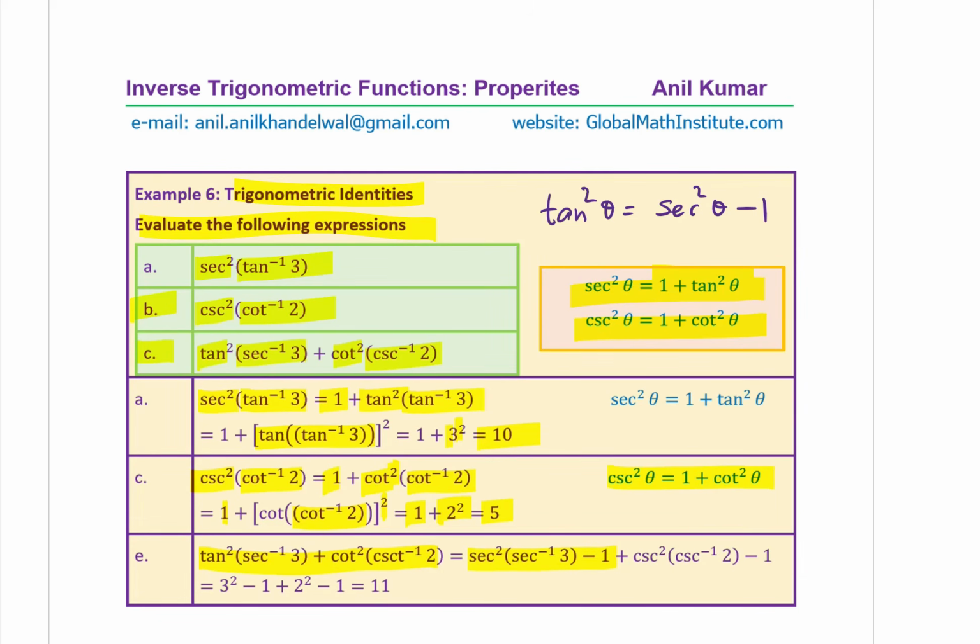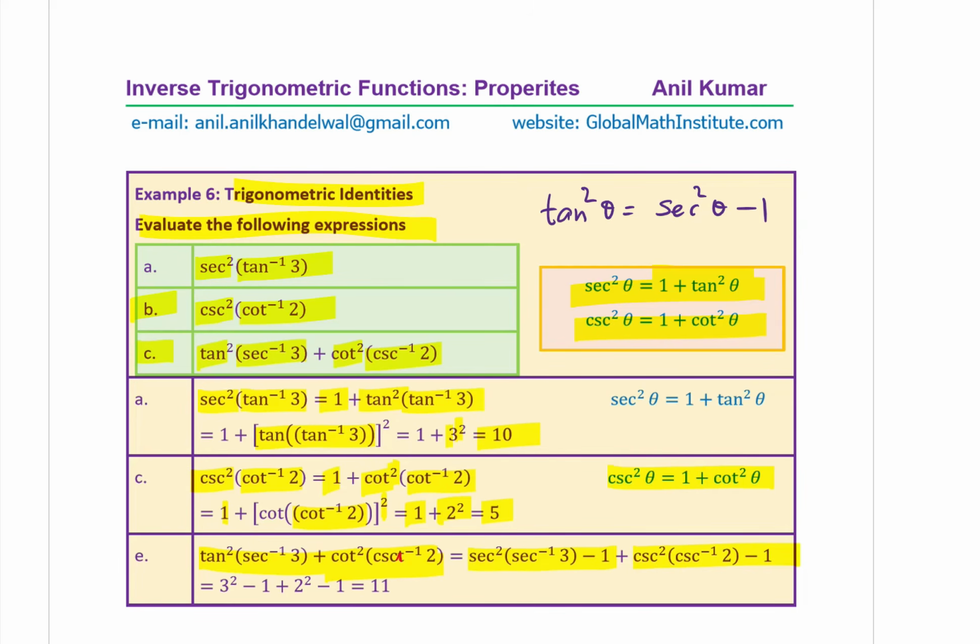Correct? So we replace the first term by secant square secant inverse 3 minus 1. Similarly, the second term, cot square cosecant inverse 2, as cosecant square cosecant inverse 2 minus 1. Correct? So we wrote that also.